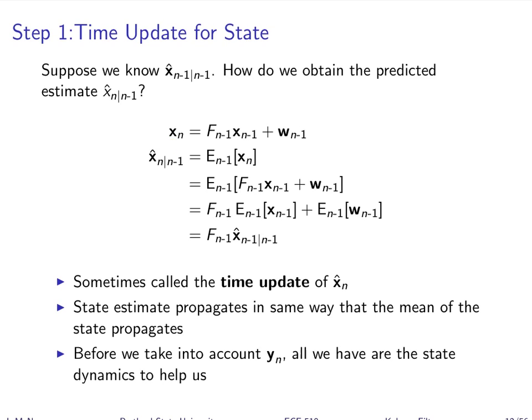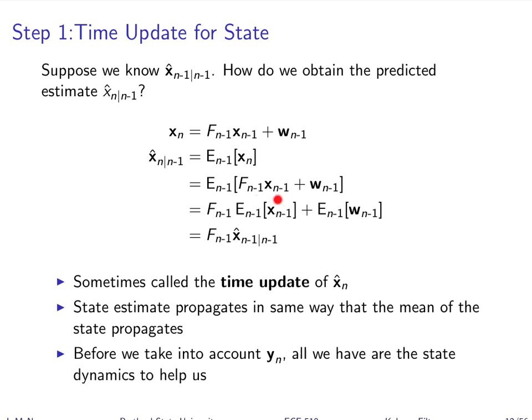So we know that our state at time n is related to the state at time n-1 by the process model. And we know that our estimate should be the expected value of the state at time n given all the measurements up to time n-1. And if we substitute this equation in for x of n, then we end up with the expected value of a matrix that's known times the state at time n-1 plus the noise. But the expected value of a constant times a random variable is just that constant times the expected value of that random variable. Another way of saying that is that this expectation operator is a linear operator.